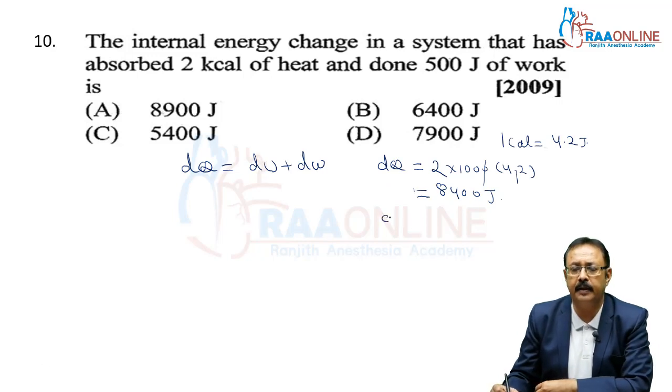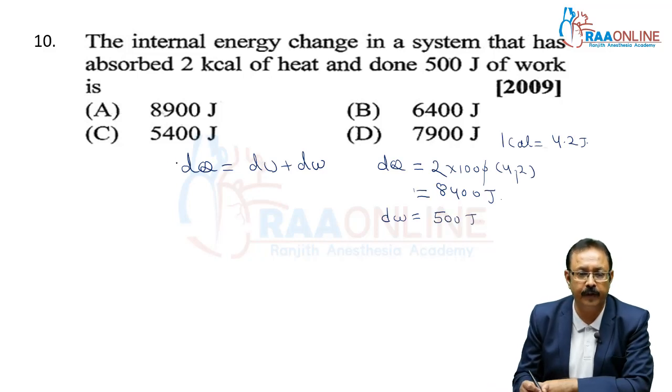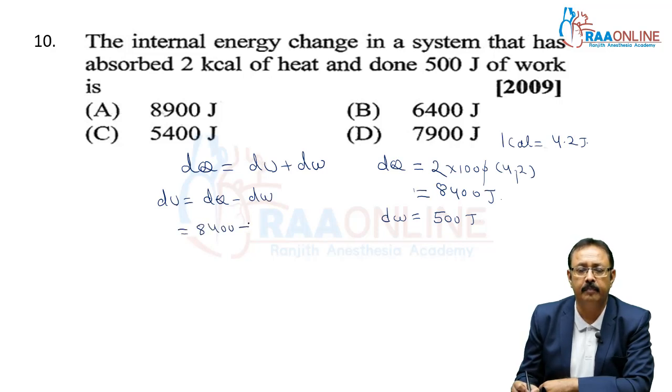Since system done the work, so work should be positive, it is 500 joule. So now we are putting values in this. We want to calculate du. Du means dq minus dw. dq was 8400 minus 500. So what we are getting? 7900 joule. So we are going with option D.